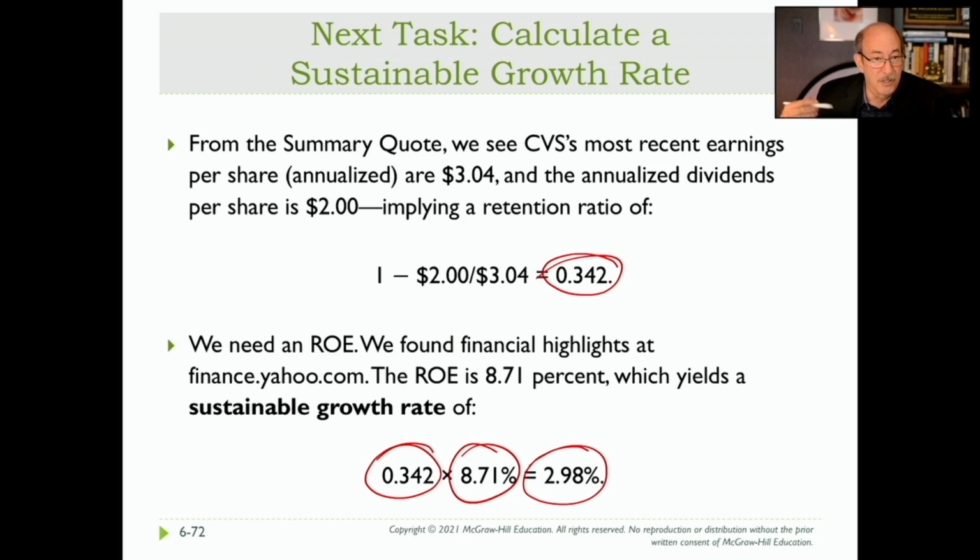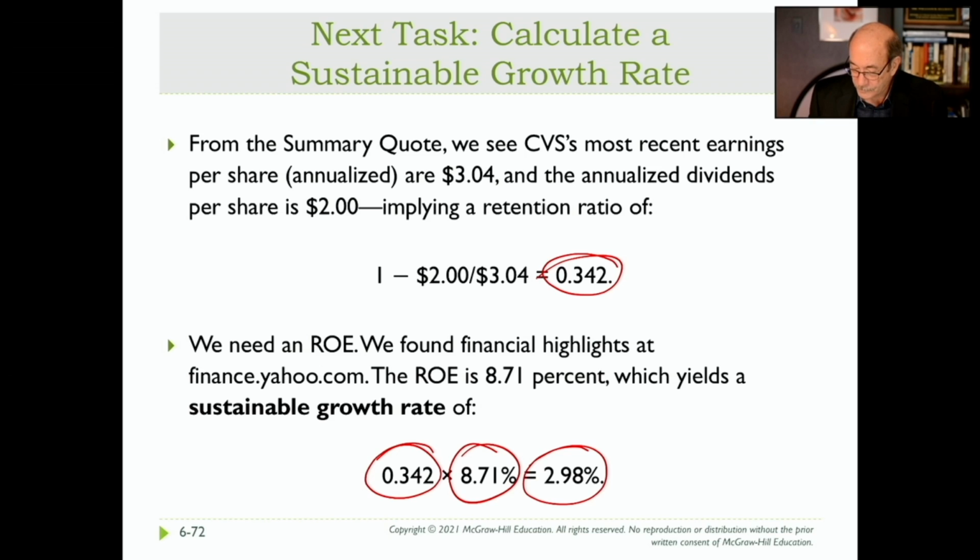Now remember, there are assumptions behind sustainable growth rate, and those assumptions are that we are not growing the firm in other ways using outside capital. So we're not issuing new stock, we're not issuing new bonds. The only way we're allowing the firm to grow, or the assumption that we're making when we use sustainable growth, is that it grows from organic cash flow, that is, cash flow that the firm itself generates.